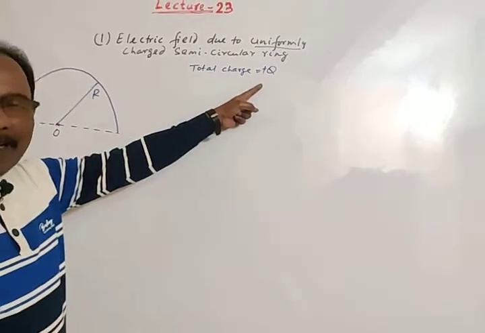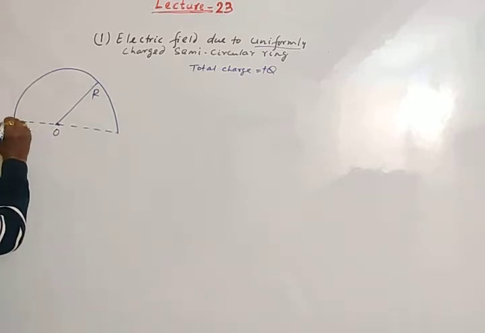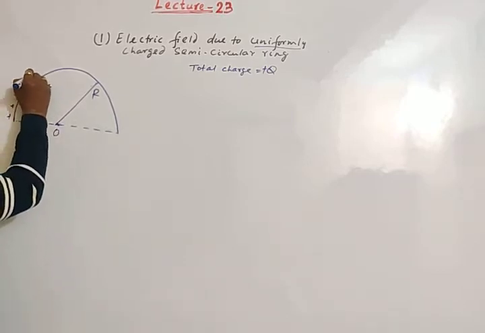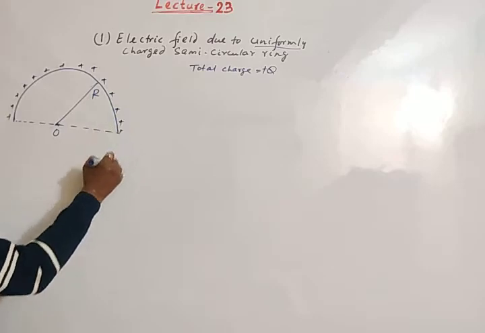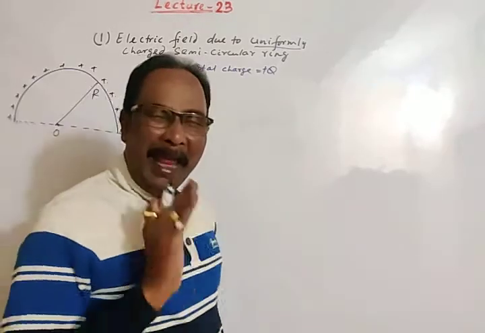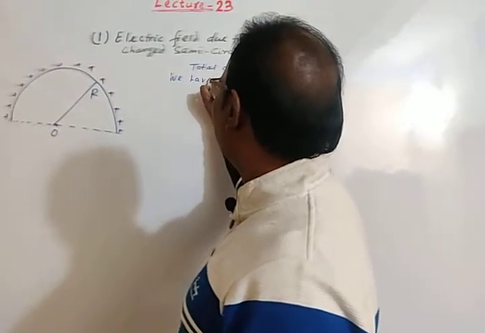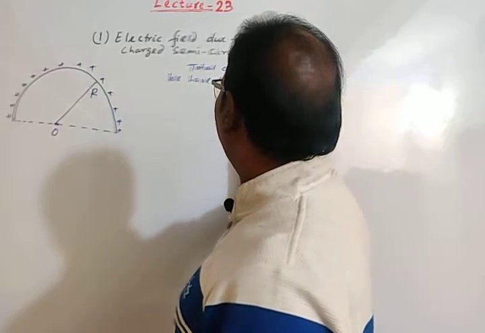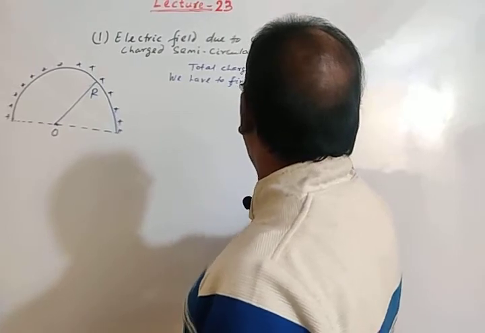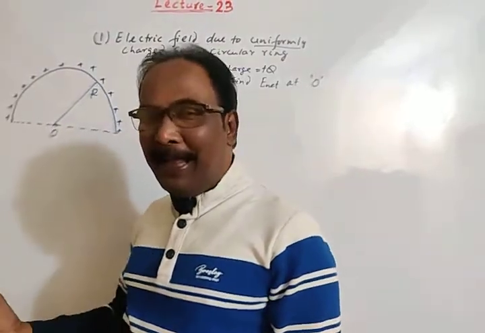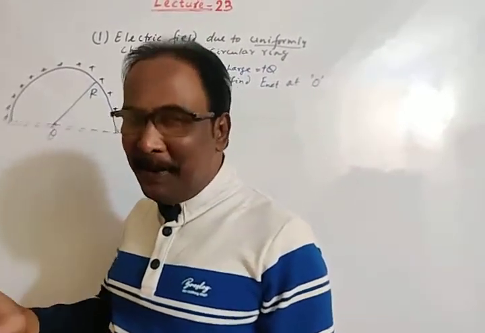This total charge plus Q is uniformly distributed on the ring. We have to find net electric field, E net, at O. Means we have to find net electric field at the center of semicircular ring which is uniformly charged.